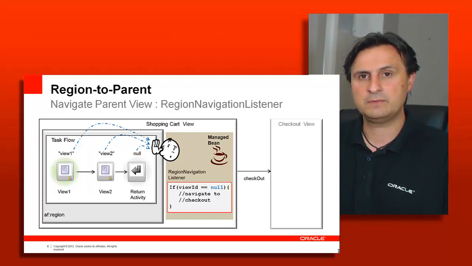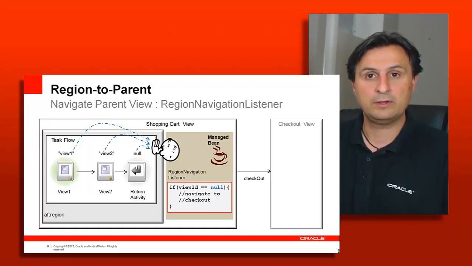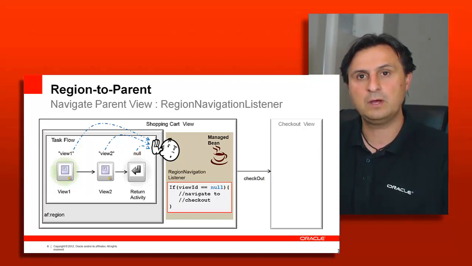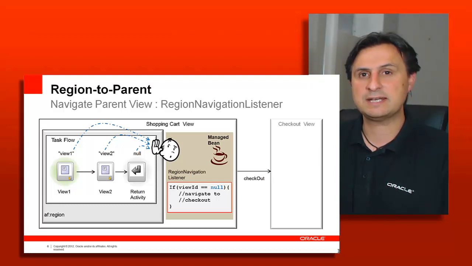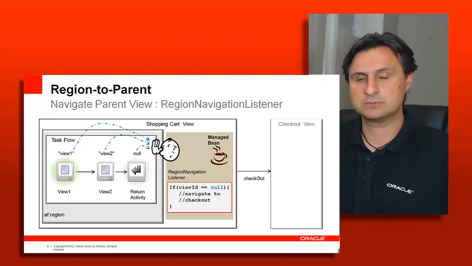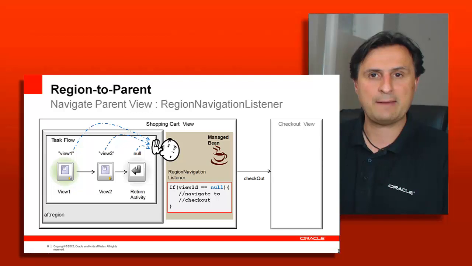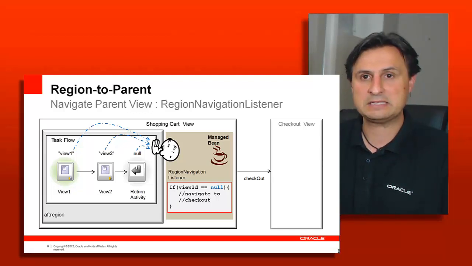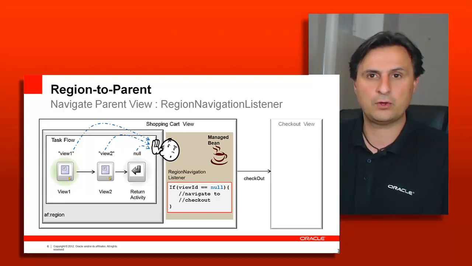Now, I can check from the event object if the view that I'm on is the same view I'm coming from, because I can compare the last view and the current view, or I can check the status of the current view. Now, if I exit a region, so if I have a return activity on a task flow and the task flow just exits, the view ID that we see returns null. Null indicates, obviously, the task flow is gone, the operation is finished, so let's navigate on to the next page. So this is what I can do with it.